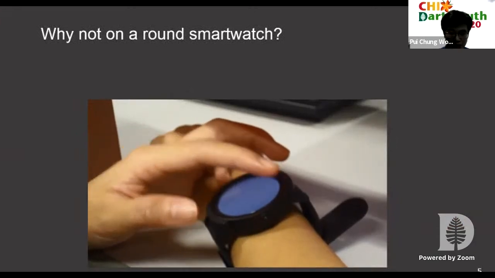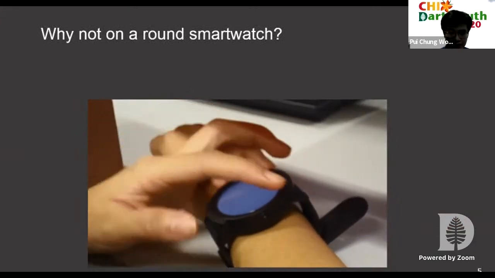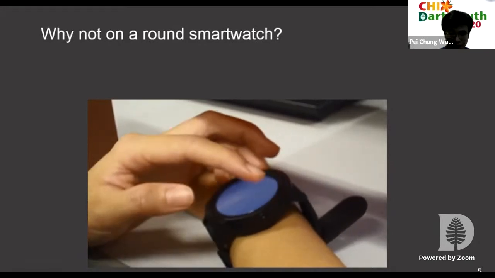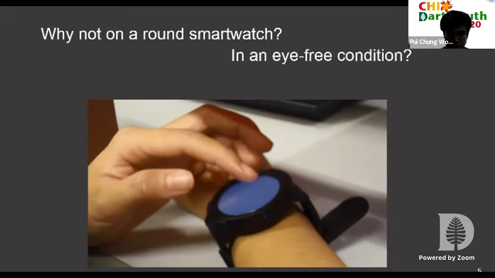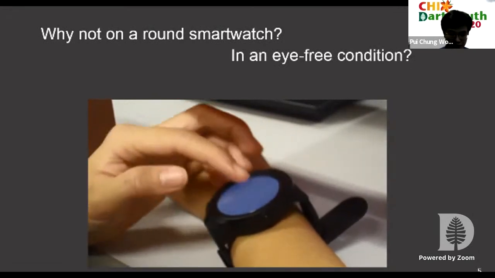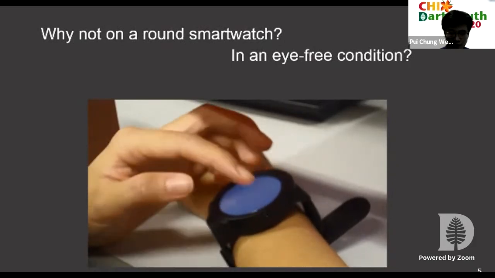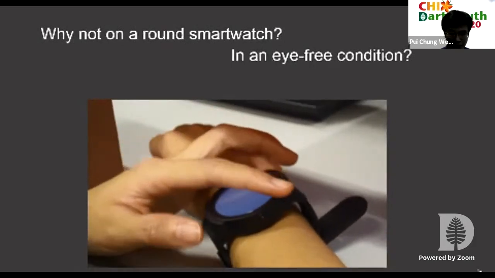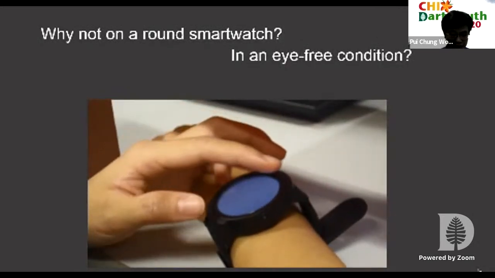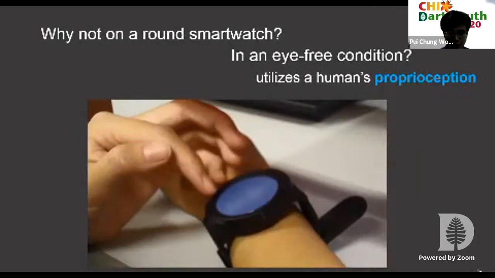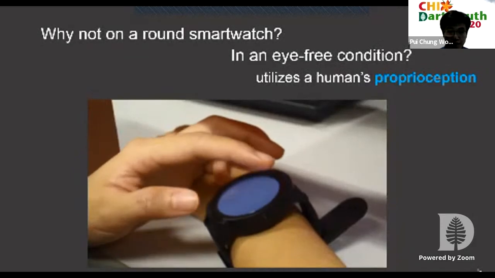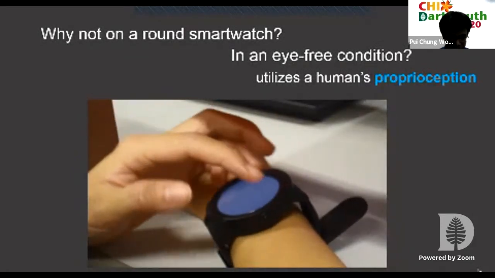And we are more interested in exploring the use of bezel-initiated swipe on a round smartwatch, and especially in an eyes-free condition. Here, I would like to first define what I mean by eyes-free. It refers to interaction without looking at the input space, that is where the interaction takes place. This utilizes human proprioception, that is the sense of self-movement and body position.